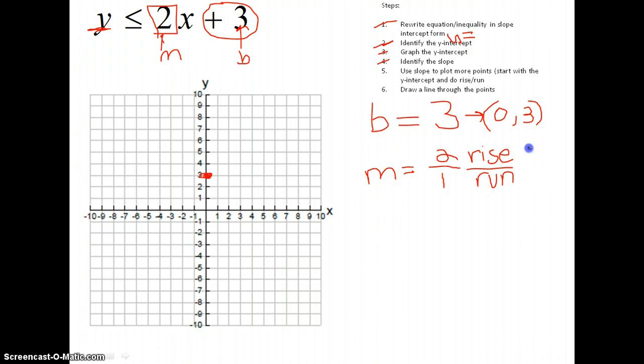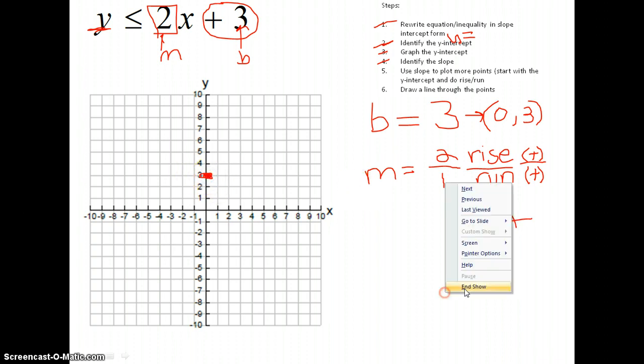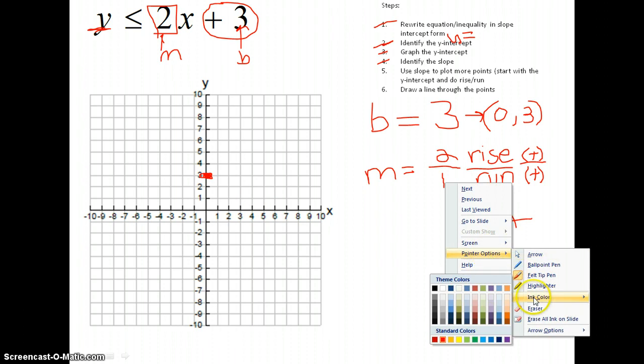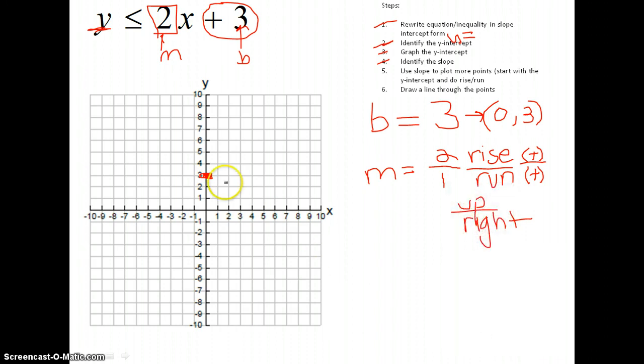So that means I'm going to go up and to the right, because they're both positive. So from my y-intercept, I always start with the y-intercept. I'm going to go up 2, 1, 2, and then I'm going to go to the right 1. And that's where I'll put my next point. Then I do that again. I go up 2 and to the right 1.